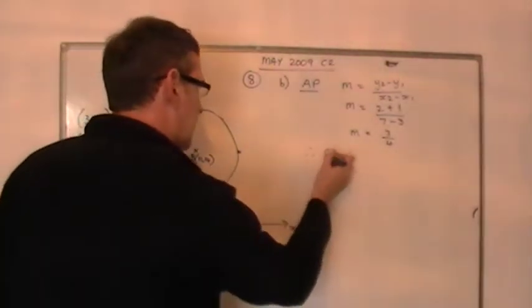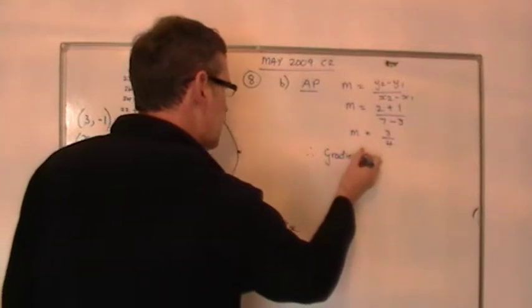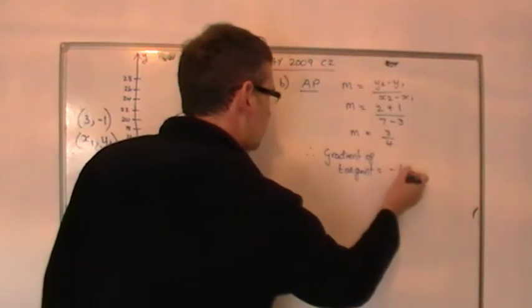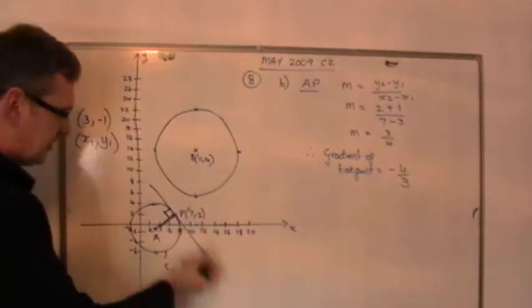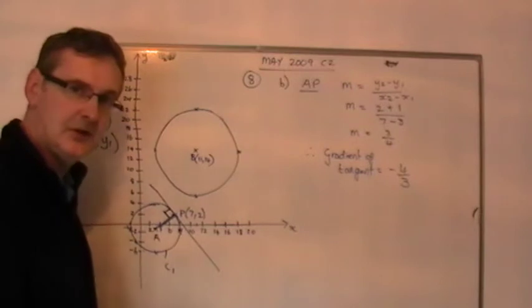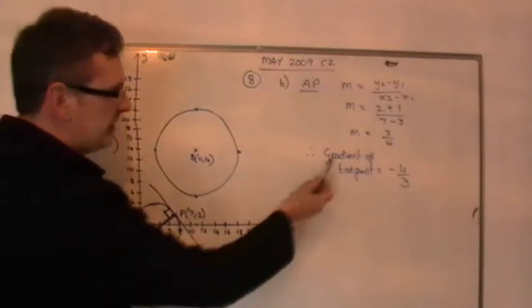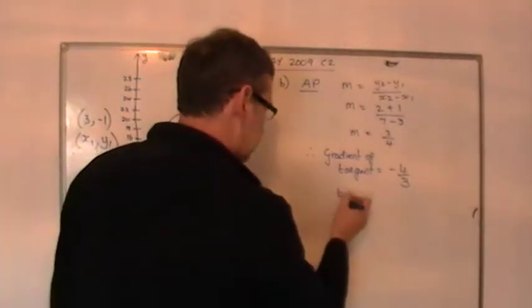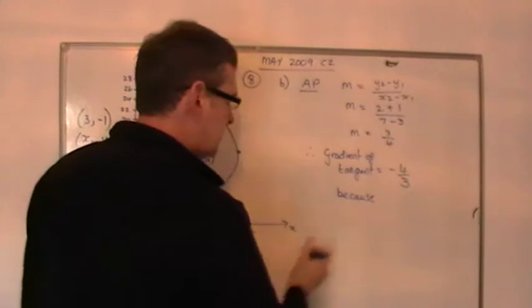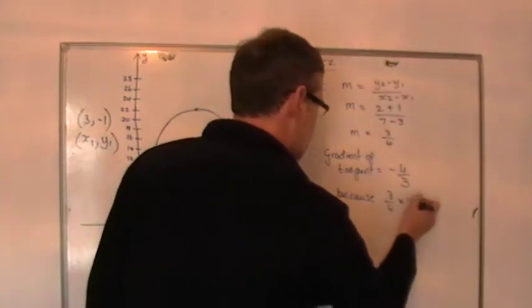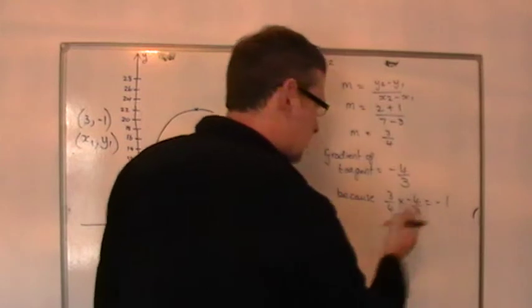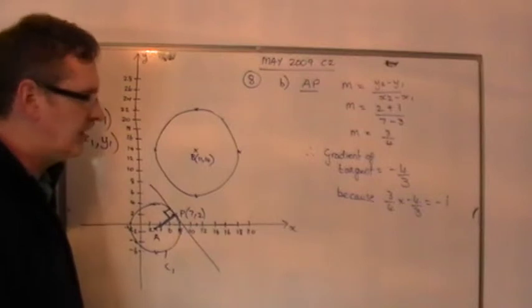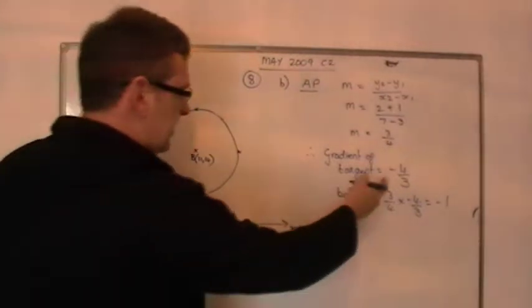So therefore, I can now write down immediately that the gradient of the tangent must be equal to minus 4/3. Because it's perpendicular to the radius, from Year 11 circle theorem work, you can simply flip those upside down and change the sign. Because the test of perpendicular lines is if you multiply the two gradients together, you get an answer of minus 1. And you need to write down that little test, as we did for the coordinate geometry questions.